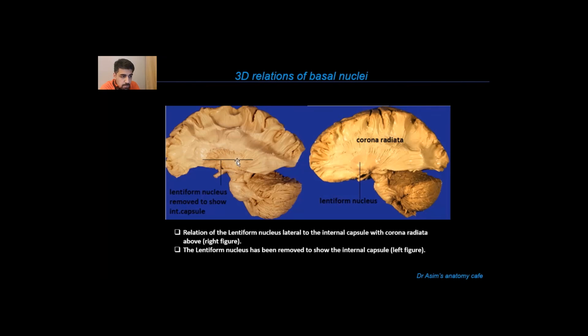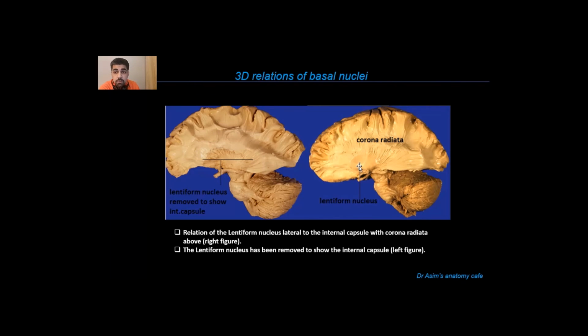Now this is the region where the internal capsule is situated. Just lateral to the internal capsule, we can see the lentiform nucleus situated right over here. The lentiform nucleus was removed from this prosection so you can see the internal capsule clearly, but now the lentiform nucleus has been put into its place, and you can see it is laterally situated to the internal capsule. We cannot see the caudate nucleus and the thalamus over here because the internal capsule is the lateral relation of the thalamus and the caudate nucleus, so they're going to be hiding behind, medial to the internal capsule and to the corona radiata.